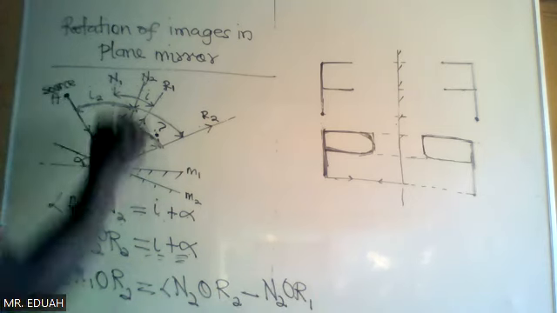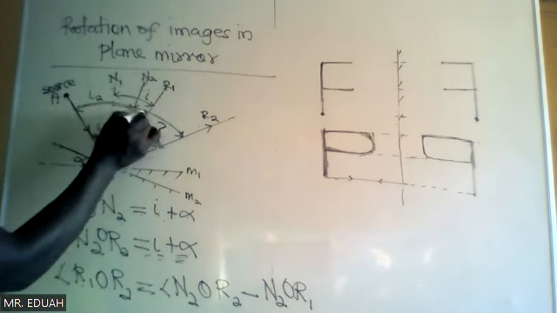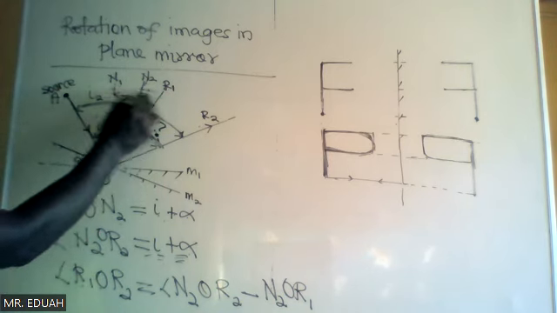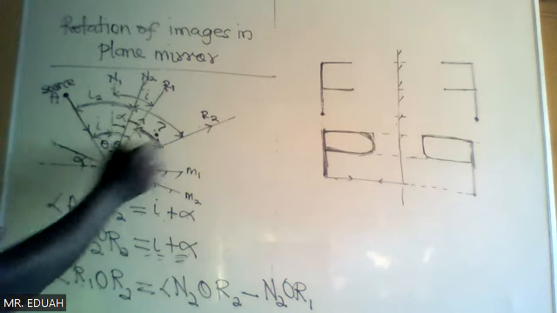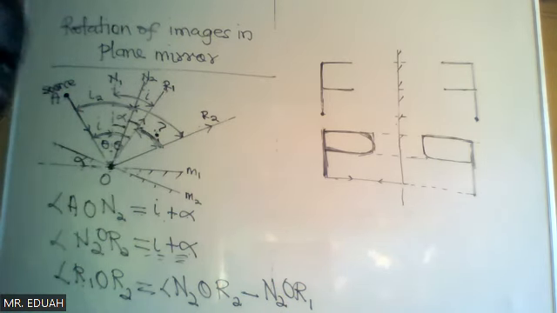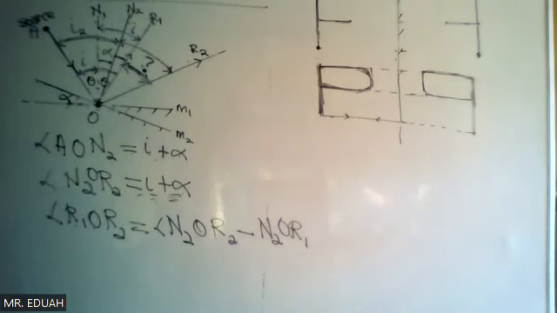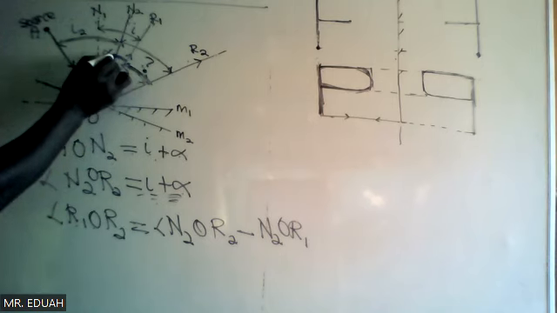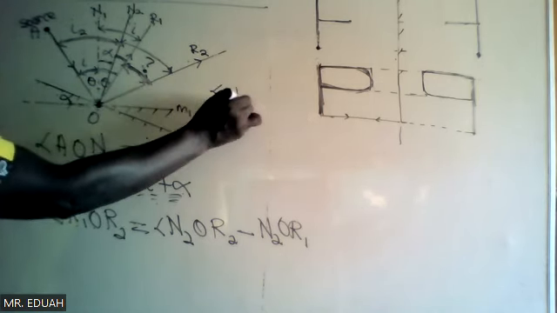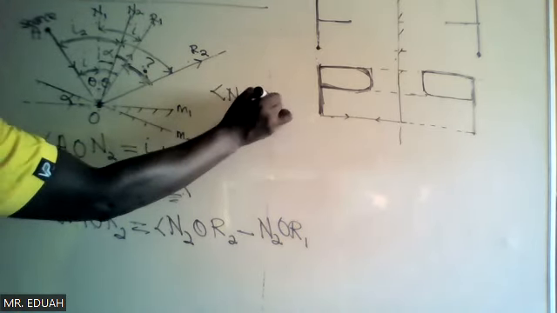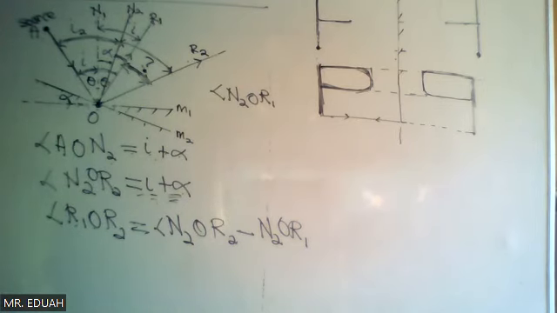N2OR1 is the small angle we are looking for. If we could get it and subtract it from the bigger angle, we will get N2OR2. Are you following it? So the question is, how do we determine the small angle N2OR1? Watch.